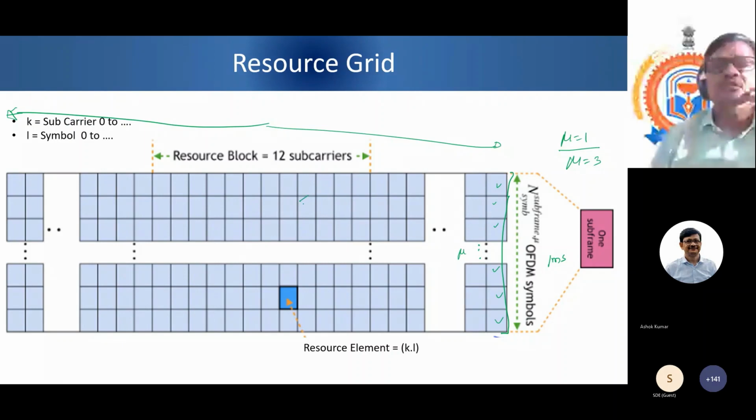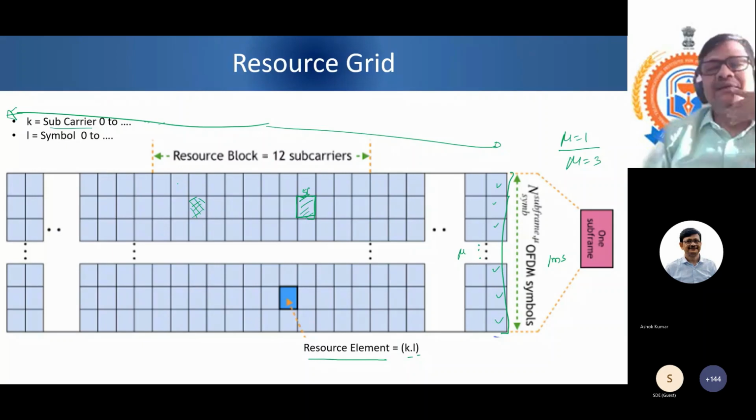Suppose every box is one subcarrier in the frequency domain and one symbol in the time domain. This is called the resource element. Every box is one RE, one resource element, and you can actually address it. For example, this resource element, the blue one, is k,l, where k is which subcarrier, from subcarrier 0 to whatever we have, and l is which symbol, from 0 to whatever number we have.